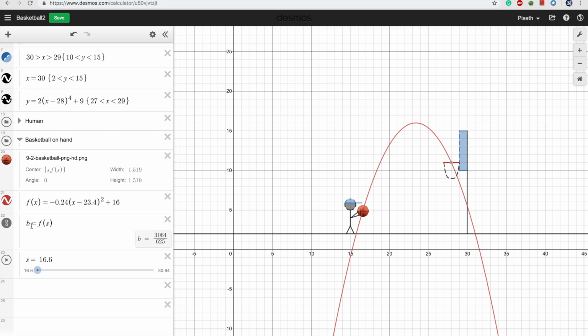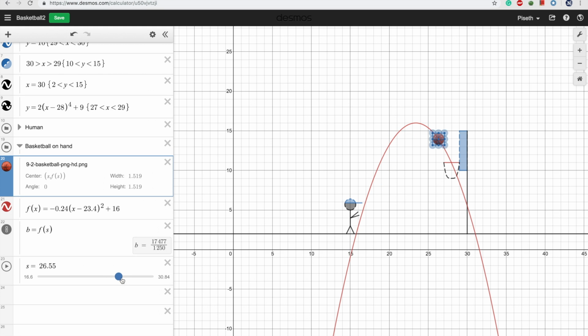And I also entered this function b equals f of s and inserted an image of a basketball and changed the center point to s comma f of s and created a slider for s, so when the s shifts, it moves the basketball through the parabola like that.